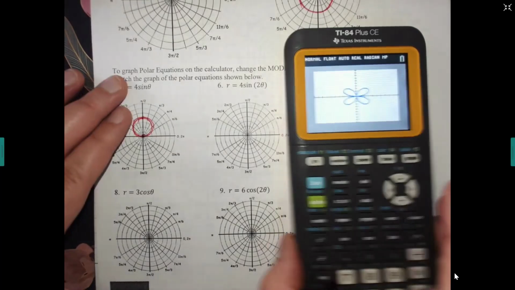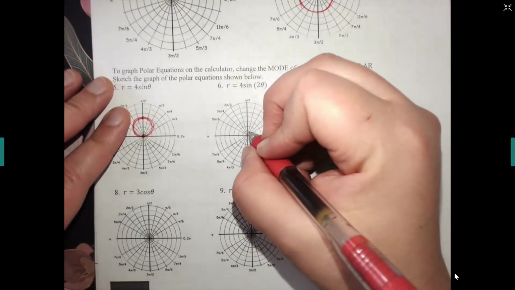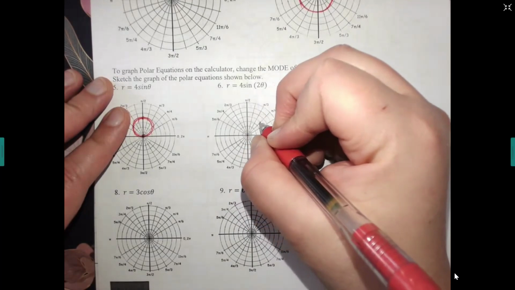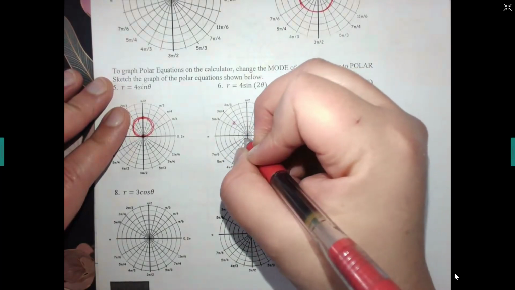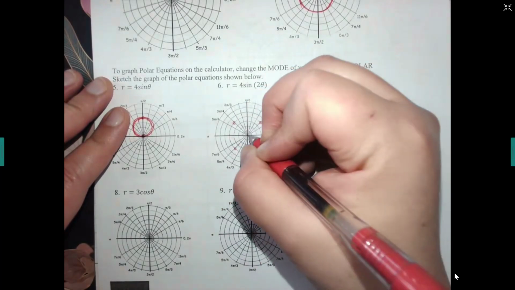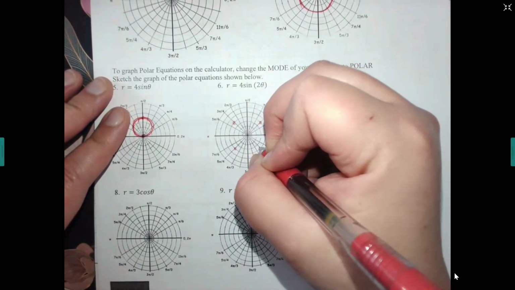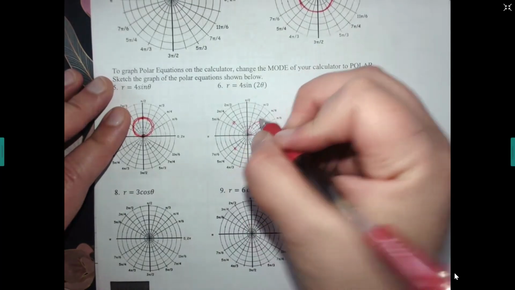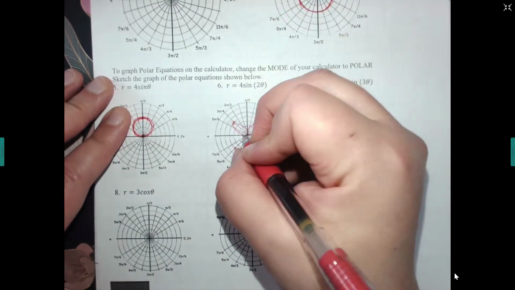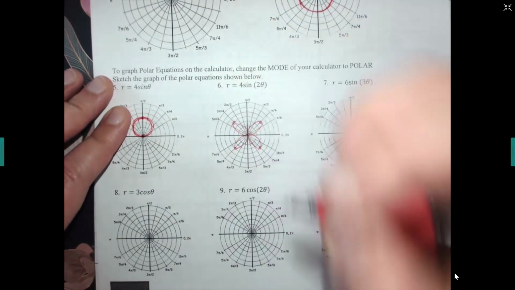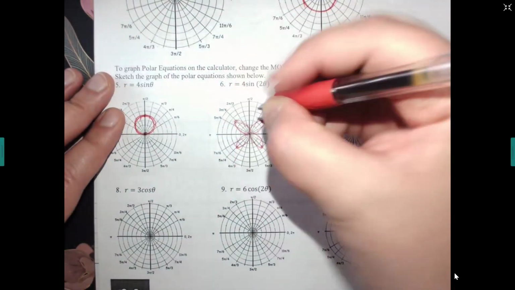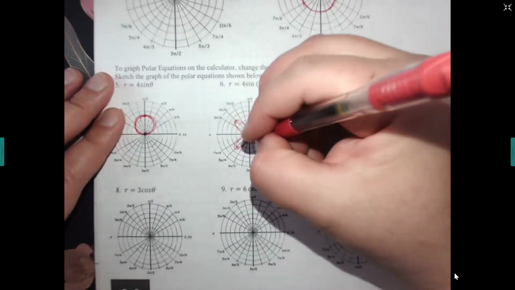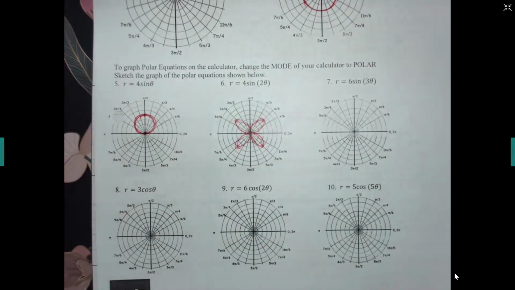So I want you to count out to the 4th ring. 1, 2, 3, 4. And then do that for each of the four petals. And then just kind of do your best. Okay, they don't have to look perfect. Okay, but it should look like that. All right, type in the next one.